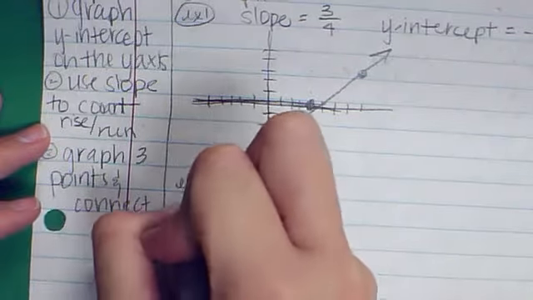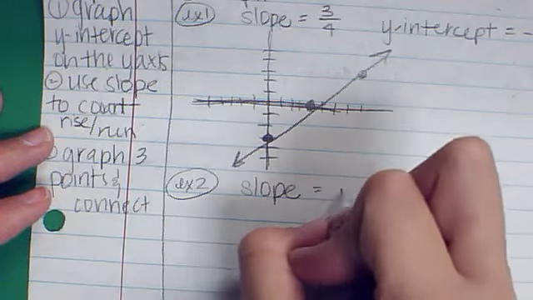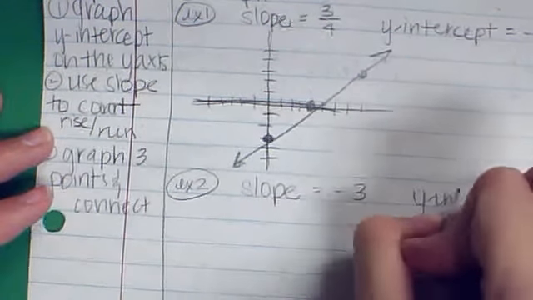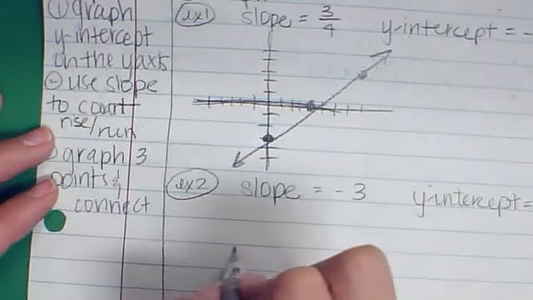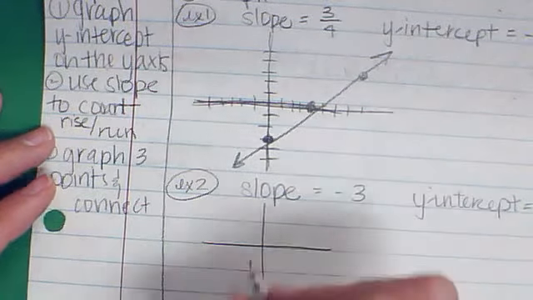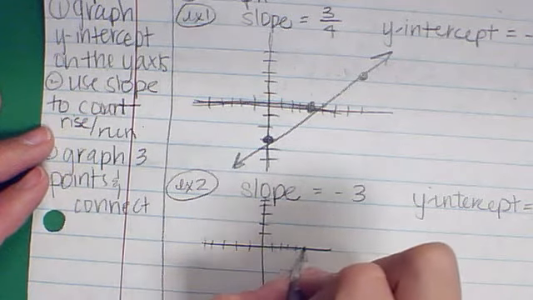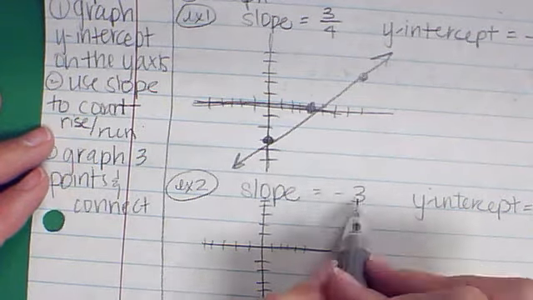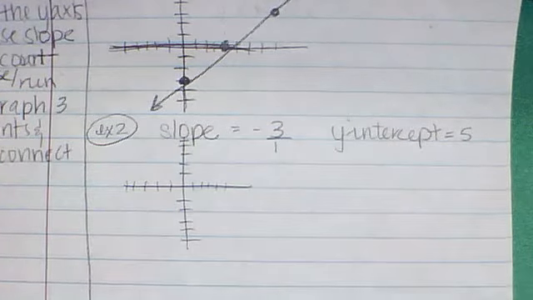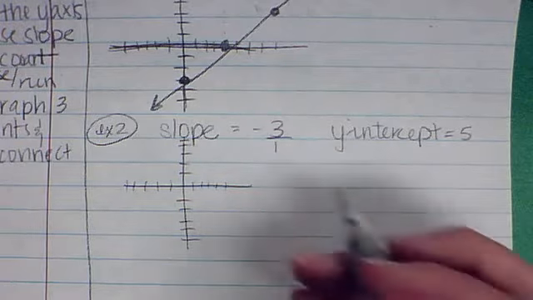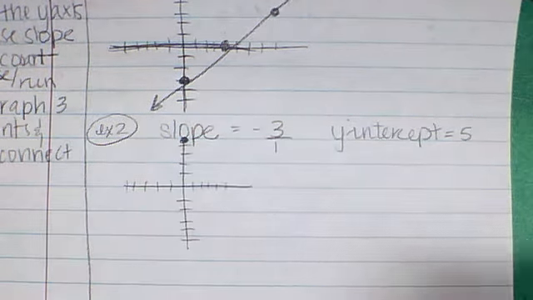Let's look at another example of how to do this. Example 2, if the slope is -3 and the y-intercept is equal to 5. Okay, my slope isn't a fraction, so that's a problem because we need it to be so we can count. So we're going to put 1 on the bottom. We're going to start with our y-intercept, which is 5. 1, 2, 3, 4, 5, and I just barely gave myself enough room there.